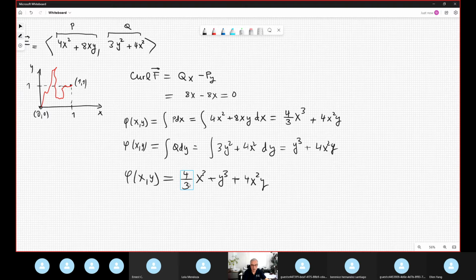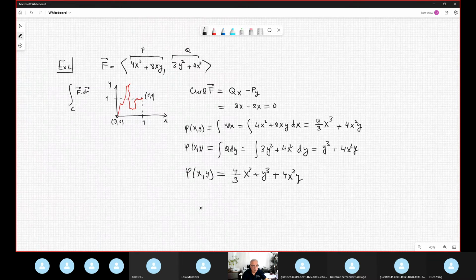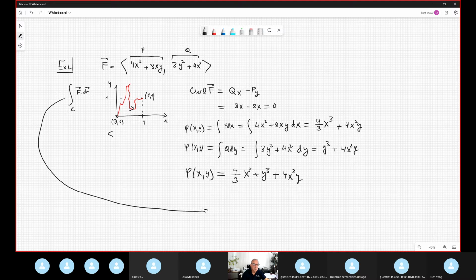Cool. Super easy. Now evaluate. You want to compute this circulation integral. You're not doing anything else, just evaluate at the points. What is the starting point? What is the end point? I suppose the direction is that way, from (0,0) as the start point, and this is the end point.